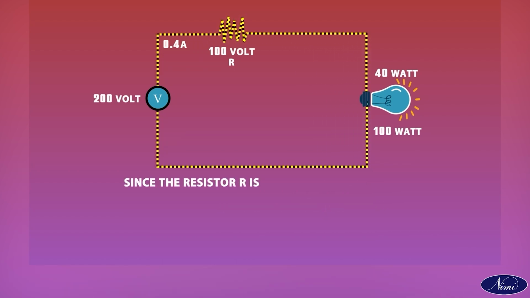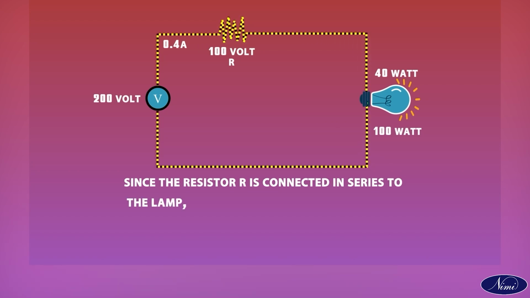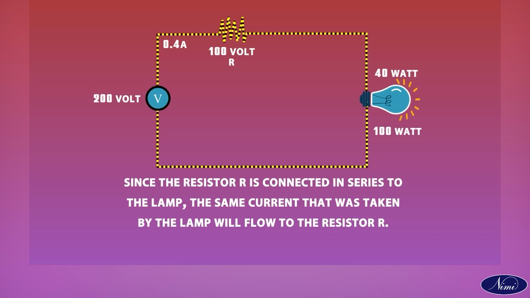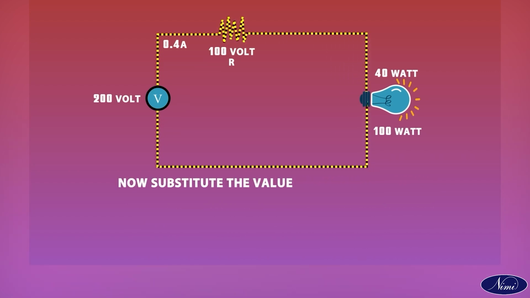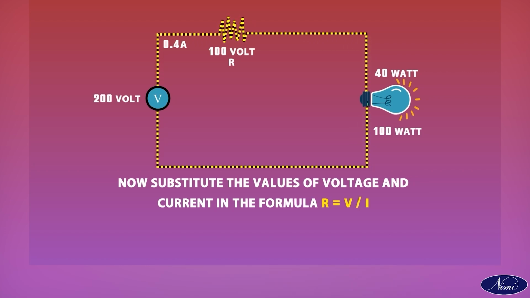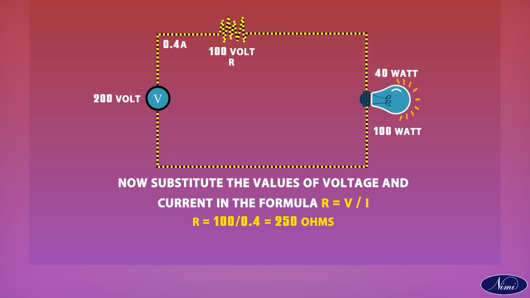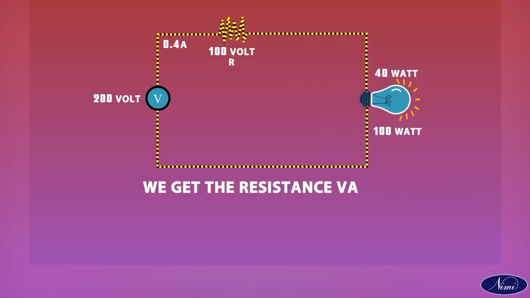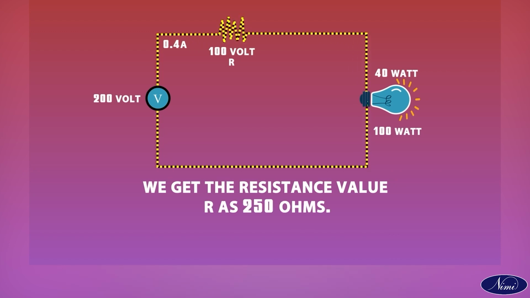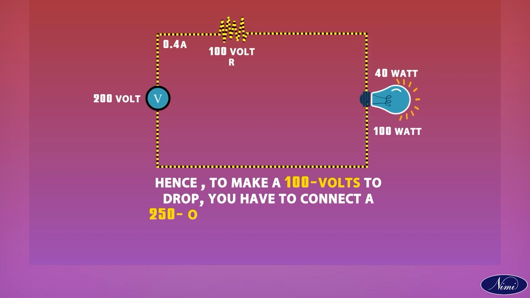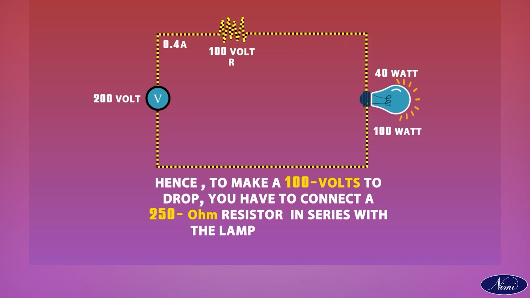Since the resistor R is connected in series to the lamp, the same current that was taken by the lamp will flow through the resistor R. Now substitute the values of voltage and current in the formula R is equal to V upon I. R is equal to 100 upon 0.4 equal to 250 ohms. Here, we get the resistance value R as 250 ohms. Hence, to make 100 volts drop, you have to connect a 250 ohm resistor in series with the lamp in this case.